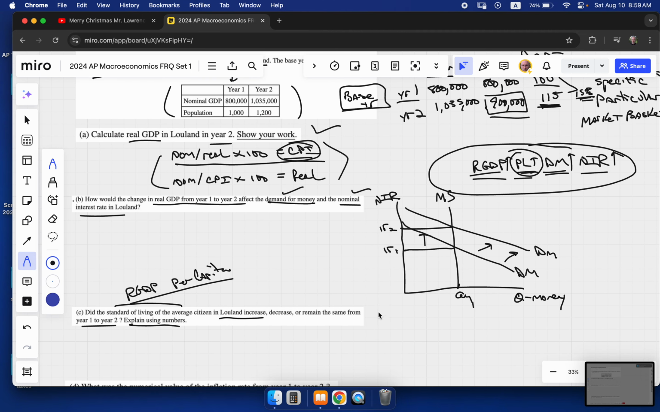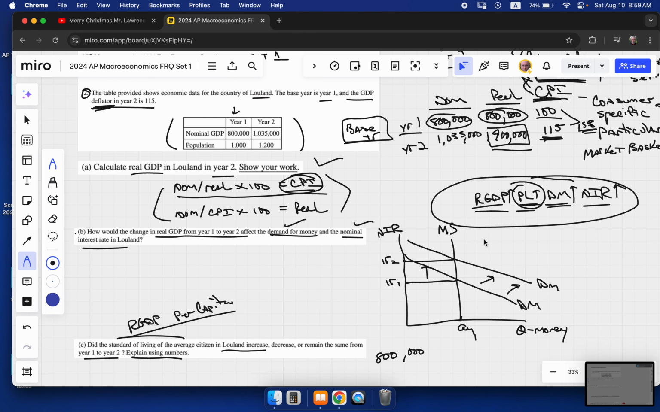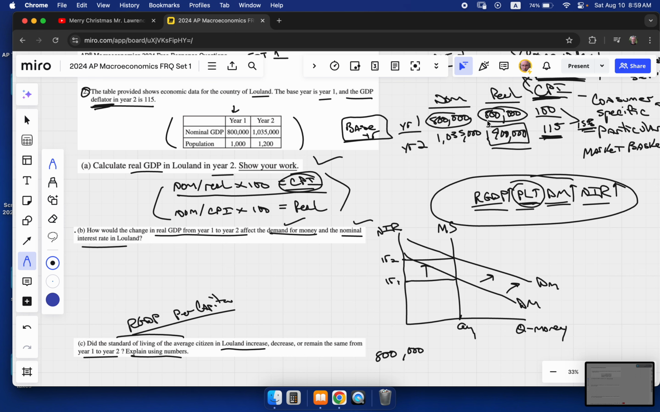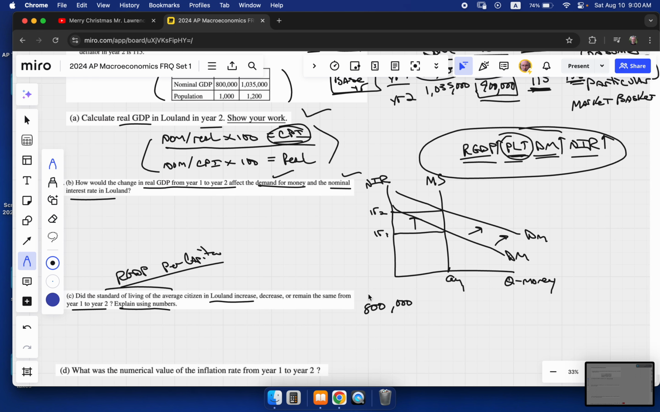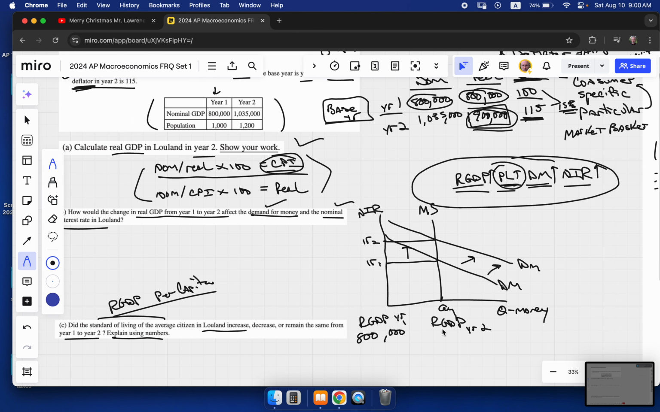So if we look back up here, we see 800,000 was our real. Remember that in the base year, nominal and real are always the same thing. So we know our real GDP for year 1 was 800,000. Our real GDP for year 2 was 900,000. So we have real GDPs. We're looking for per capita, which means per person. So we're looking to use population numbers. We've got 1,000 here. We've got 1,200 here.